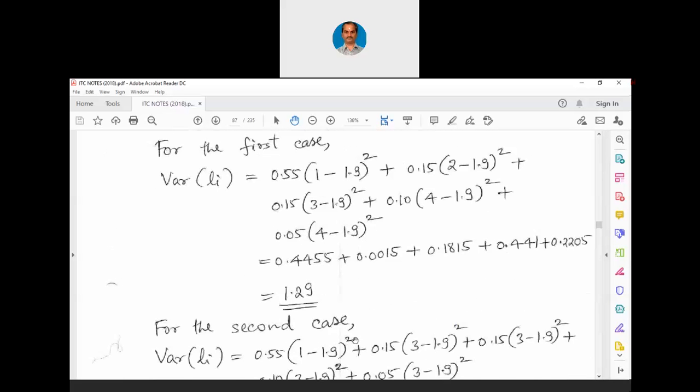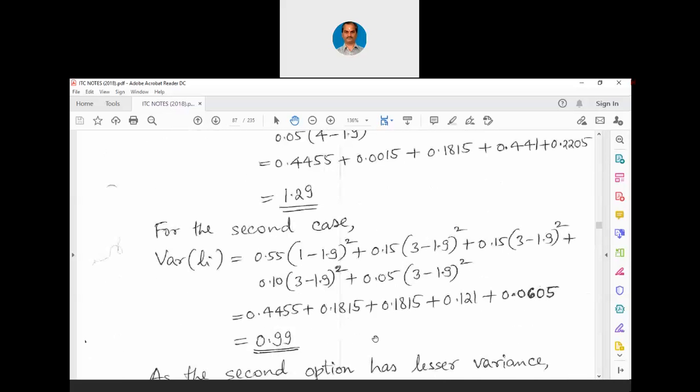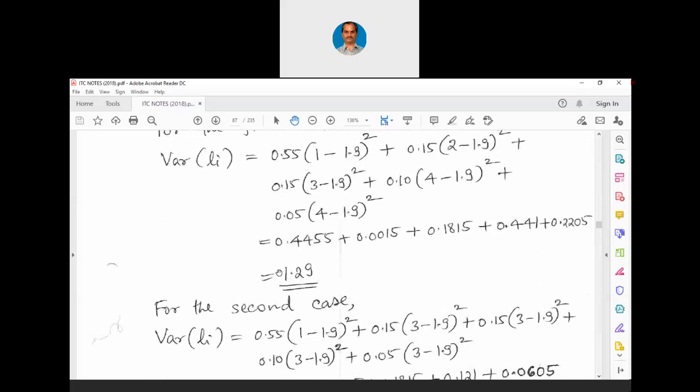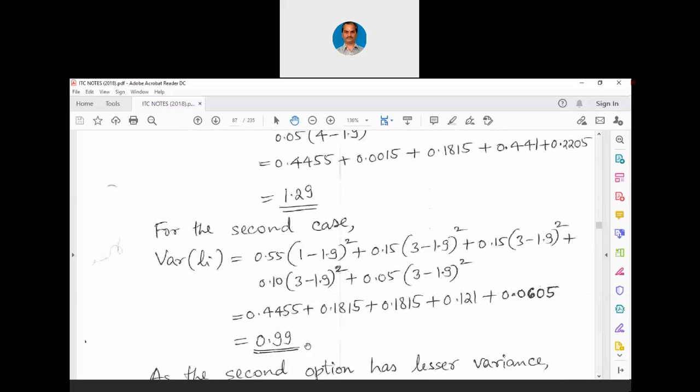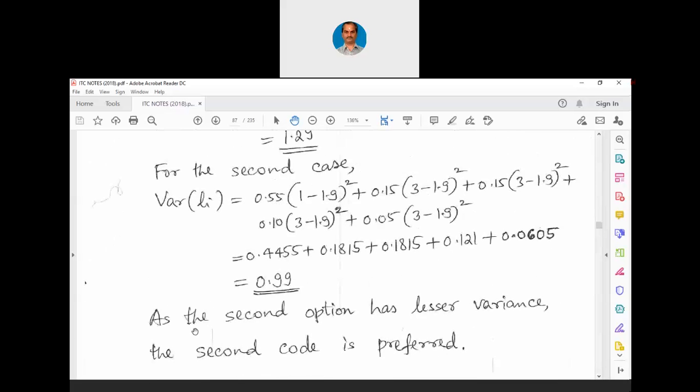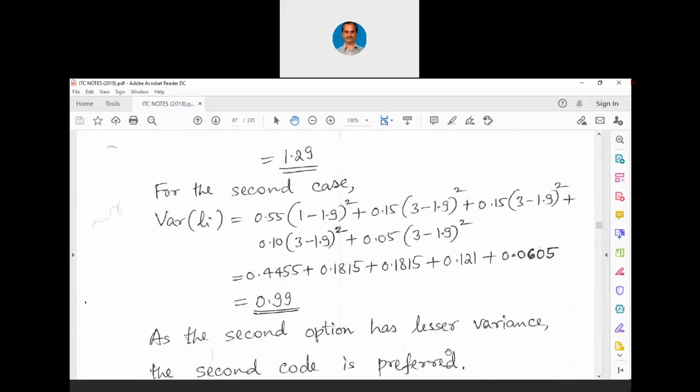For the second case, it is 0.99. That means the first case is having larger variance. The second case is having lesser variance, but both are equally efficient. When both are equally efficient, variance-wise, which one is better? The second option is having lesser variance and the second code is preferred. Why? What is basically variance?